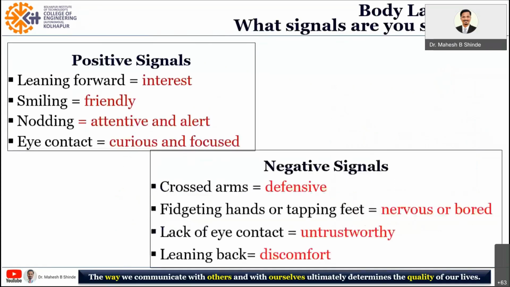Next, look at this now. Body language. What kind of message are you sending when you are in the interview context? Positive signals, negative signals. The positive one, leaning forward. You are sitting in the chair, and let me again repeat the same information which we saw in our first year when we were looking at body language.